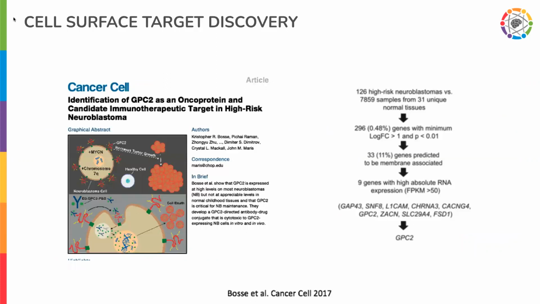So one of my colleagues was studying neuroblastoma and had actually been working with some bioinformaticians from the CBTN and developed a pipeline to look for cell surface proteins that would be good targets to go after. And using that pipeline, found glypican-2 or GPC2 as a good target in neuroblastoma. And he published on that and created an antibody drug conjugate with good success.